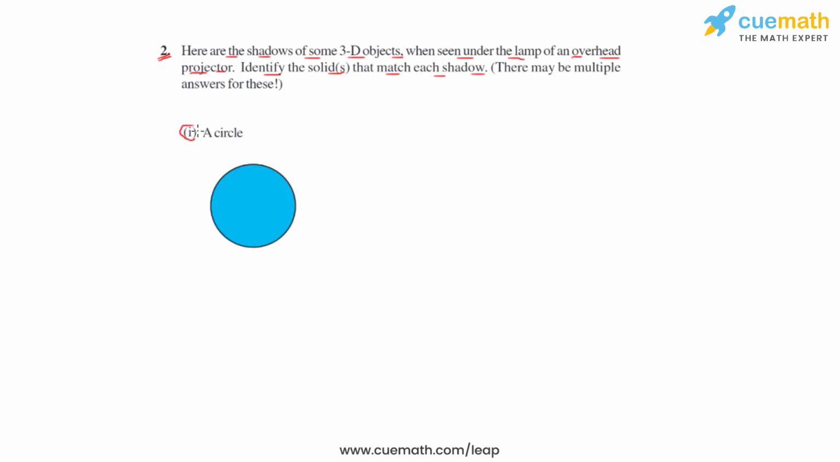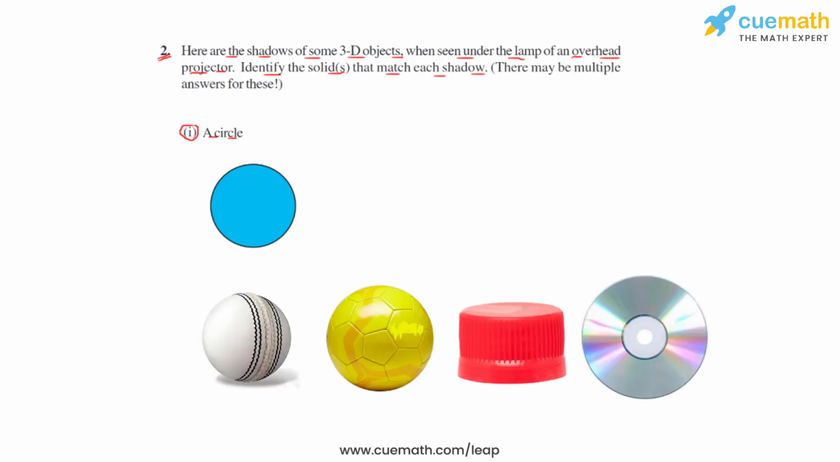So the first one is a circle, and we can easily see that any object or a solid with a circular outline or a circular shape will result in this particular shadow. Let us take a few objects as an example to understand this, a few objects which we use in our everyday life. The first of which is a cricket ball, which itself is circular in shape. So basically when this is placed under a lamp, we'll get this circle as a shadow. Same is the case with this football, which is again circular in shape.